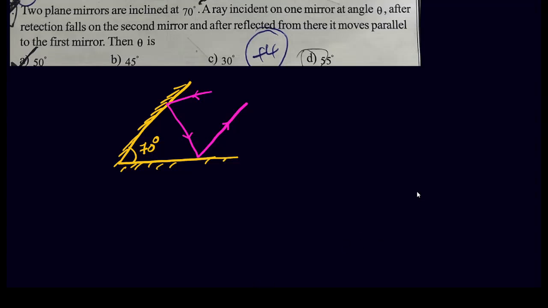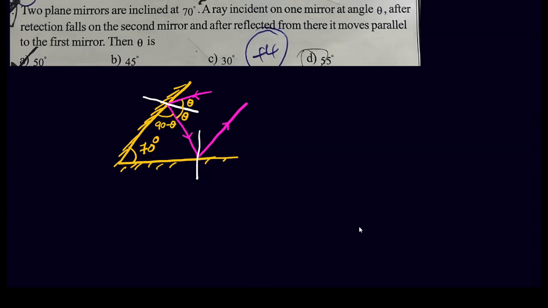Now, wherever the light ray is incident, we draw a normal. If we see here, the ray of light is incident at angle theta, and this is the angle of reflection, so this is also theta, and this angle is equal to 90 minus theta.